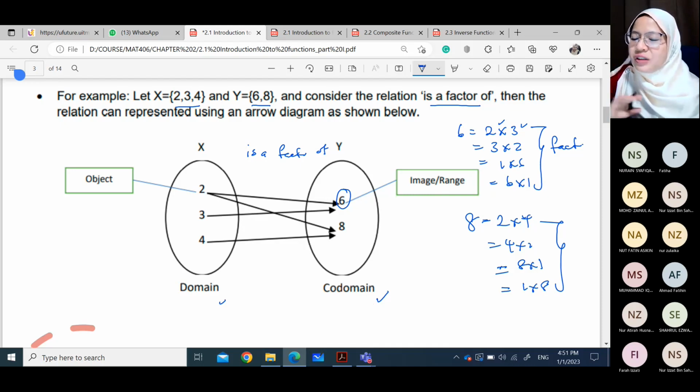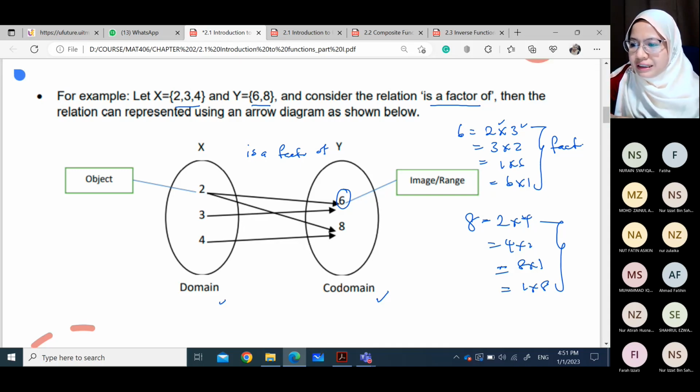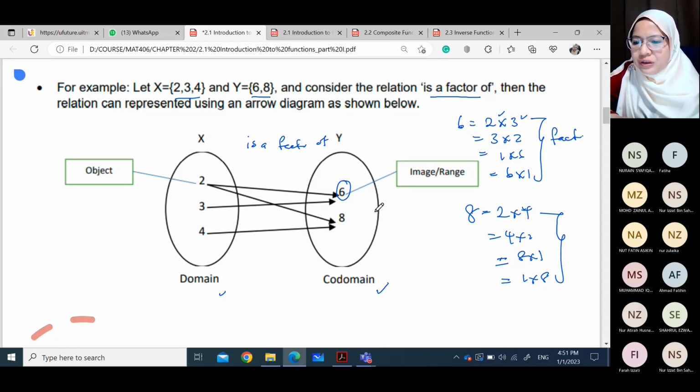Right, so kalau ada soalan, just interrupt je. Jangan risau. Right? Okay, so ini adalah contoh arrow diagram.